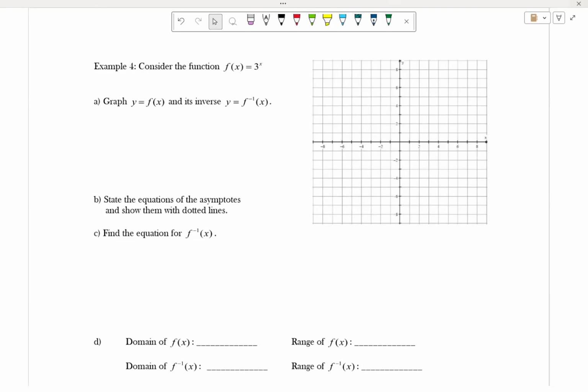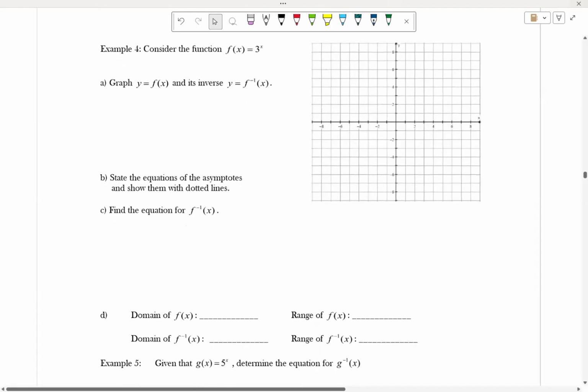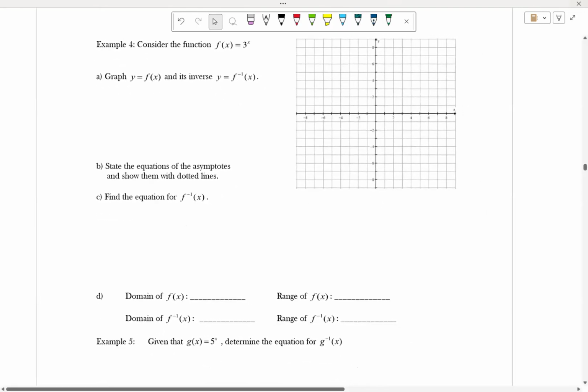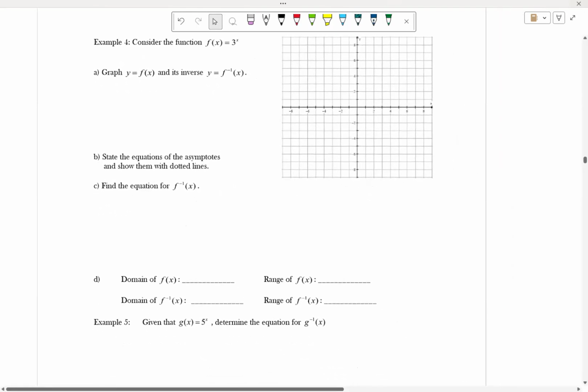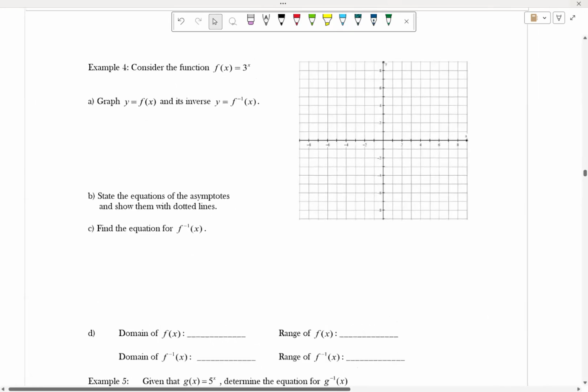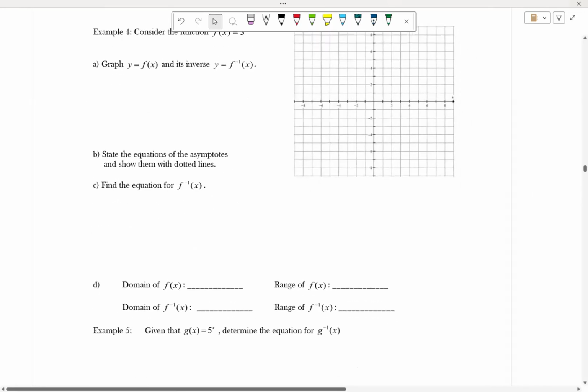Do you own 1.4? Yeah, just example 4, A, B, and C. And D, thank you.